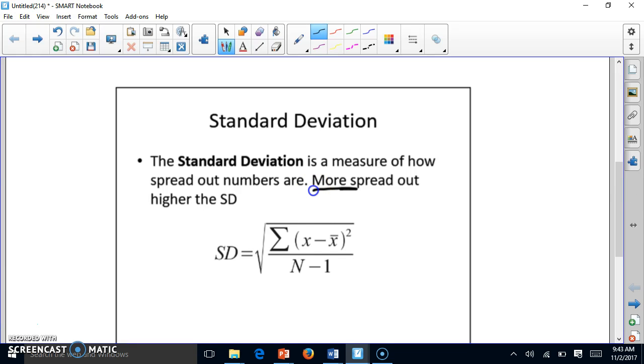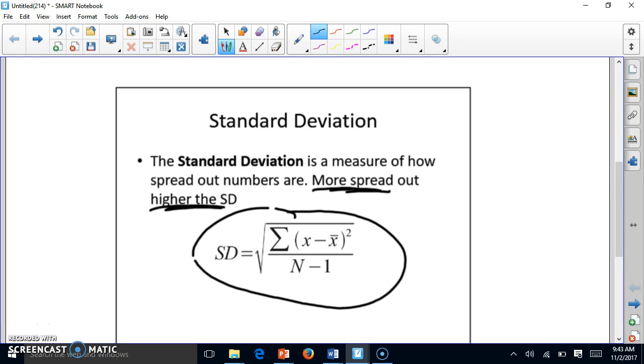The more spread out the numbers are, and I'm going to give an example of this in a second, the higher the standard deviation is. This is the formula for standard deviation. The AP exam does not make you use this formula, but you do need to understand what the standard deviation means, and to understand that, you have to look at the formula.